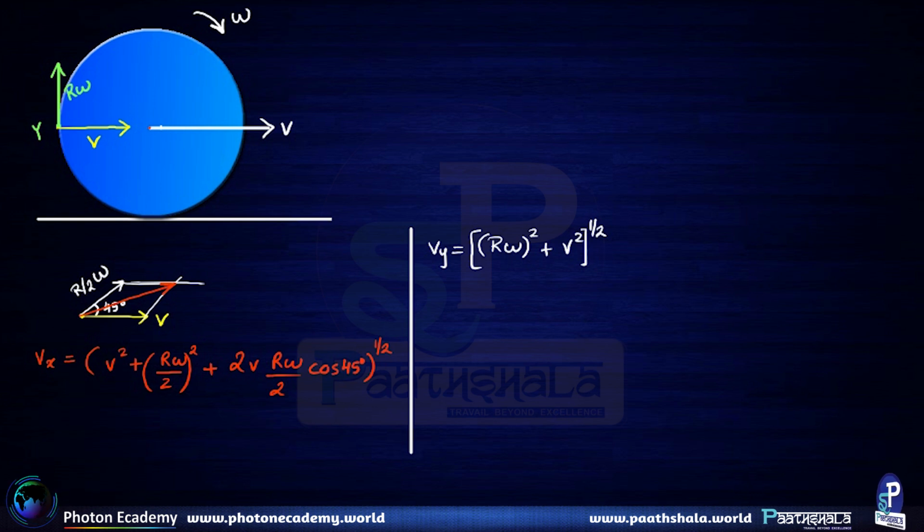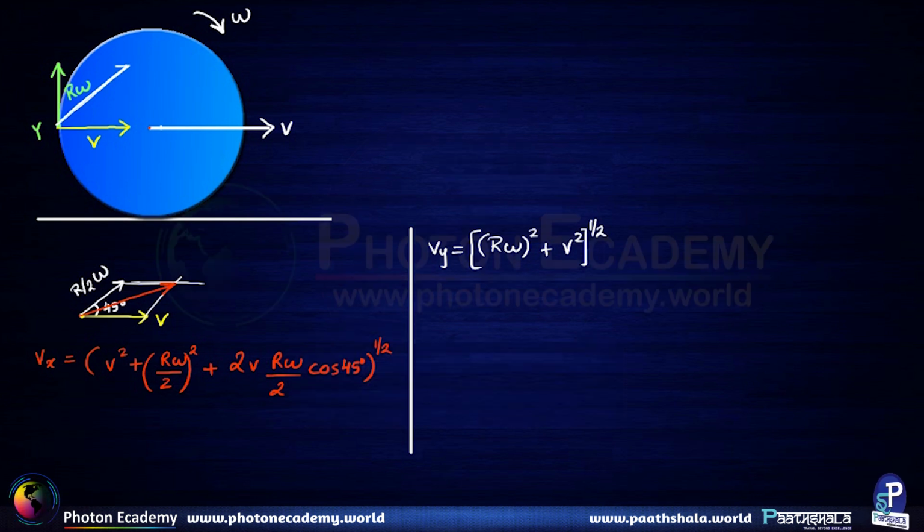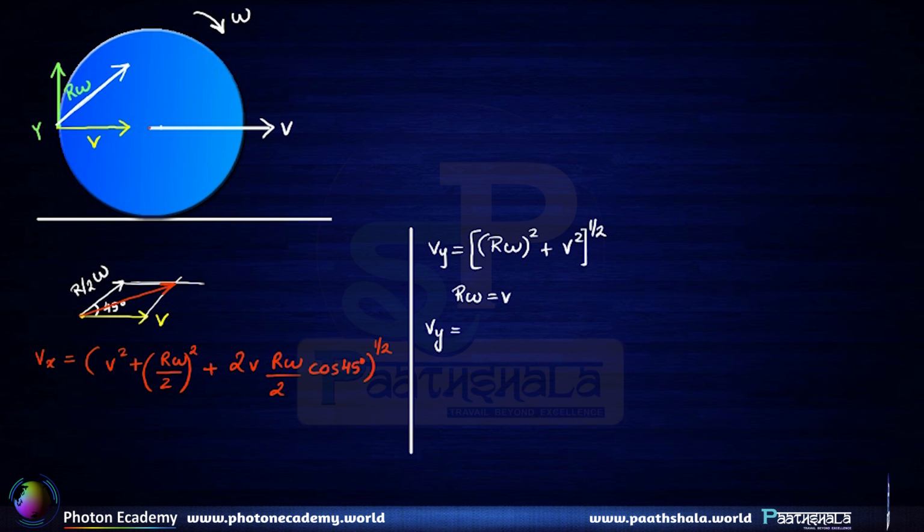The direction of the velocity of point y is going to be like so. If in case of pure rolling, let us say the object is undergoing pure rolling, then r omega is going to be equal to v in case of pure rolling, and vy will be (v squared plus v squared) raised to half.